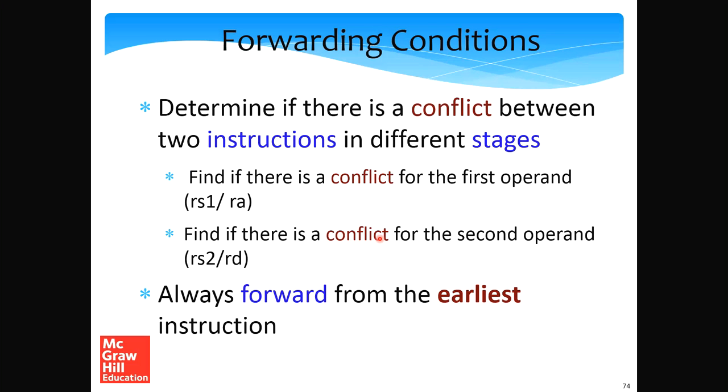Now let's take a look at forwarding conditions. We need to determine if there is a conflict between 2 instructions in different stages. A conflict means a read after write dependency. We find if there is a conflict for the first operand, RS1 or RA, and we find if there is a conflict for the second operand, which is rs2 or rd in the case of a store, and for the first case, RA in the case of a ret instruction.